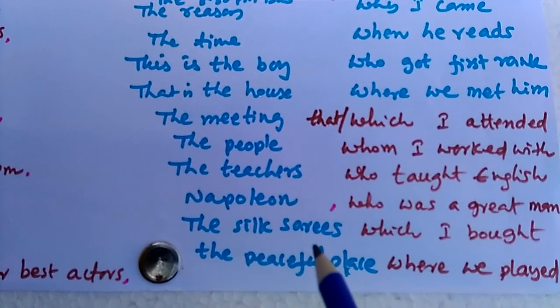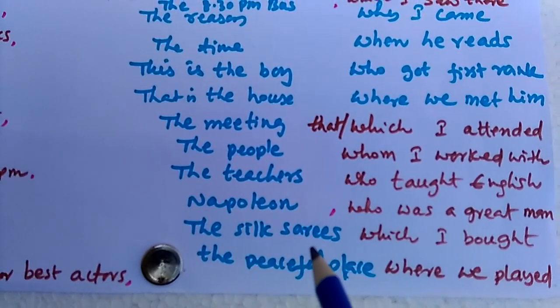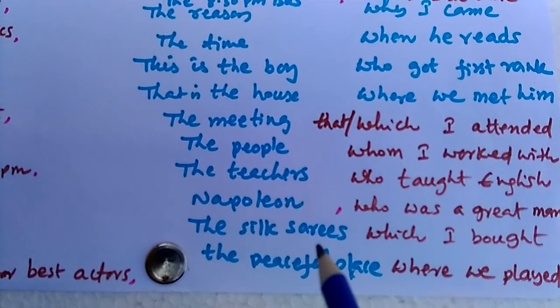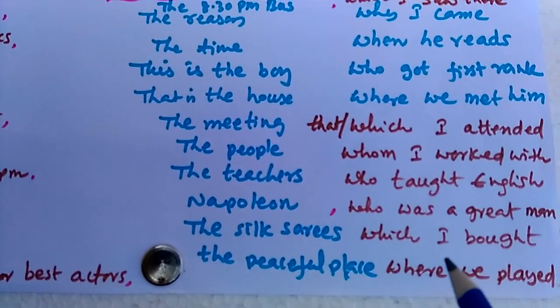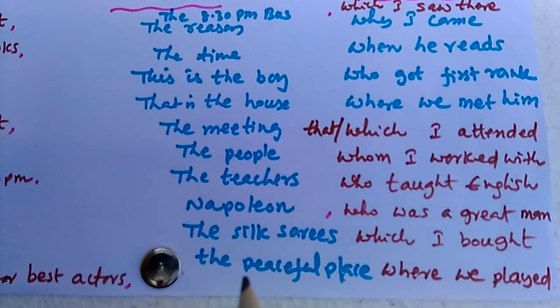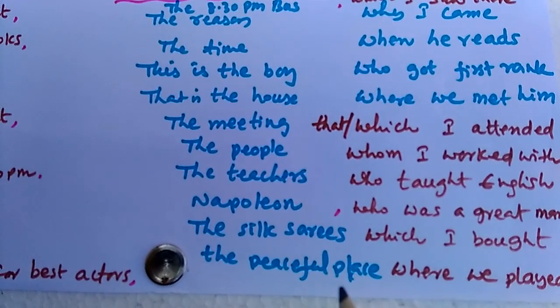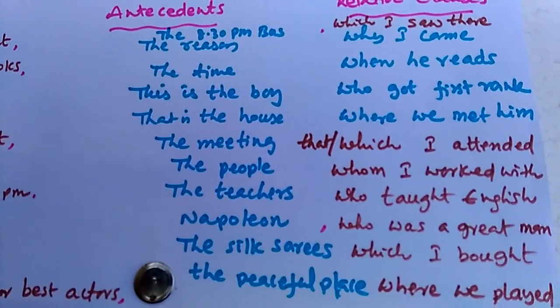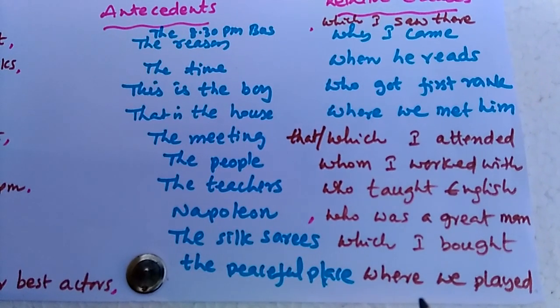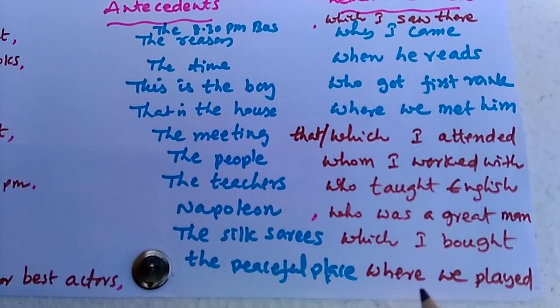"The silk sarees." When we say "the silk sarees," we cannot easily say which silk sarees they are. So this is a defining clause. And "the peaceful place," which peaceful place it is, we don't know, looking at this antecedent. So this clause will be a defining clause.